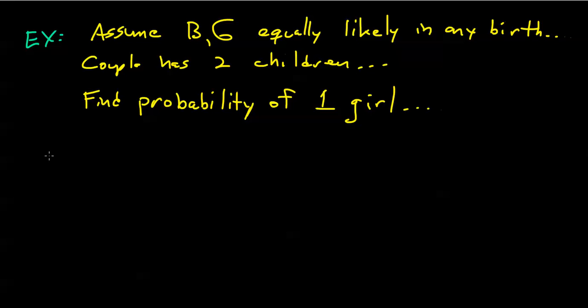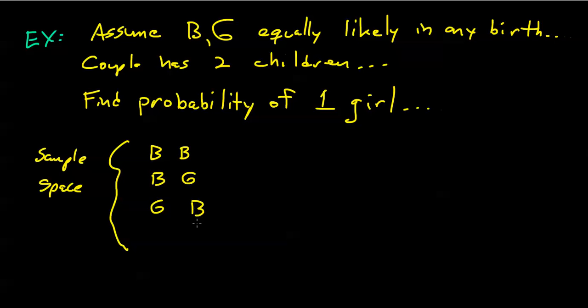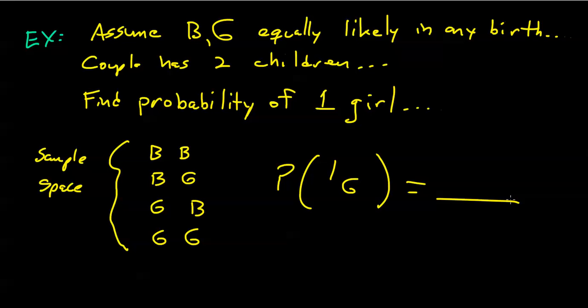Of course, later on in the course, we're not going to item by item list the sample space, but we can here in this experiment. Well, the sample space is boy boy, boy girl, girl boy, and girl girl. All right, so the probability then of one girl in this experiment is going to be what? Well, you've got 4 possible outcomes, and I claim 2 of these outcomes have one girl. I can list them here. This outcome has one girl, and this outcome has one girl.